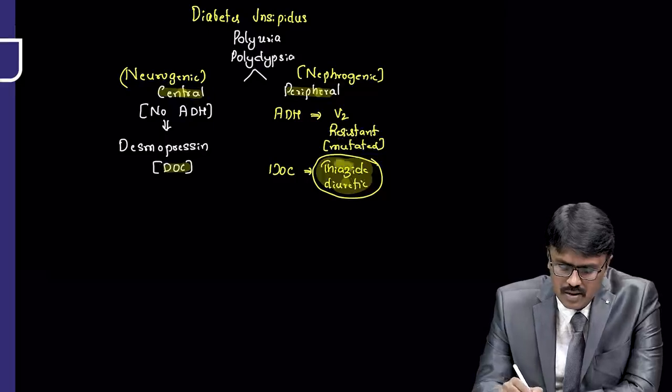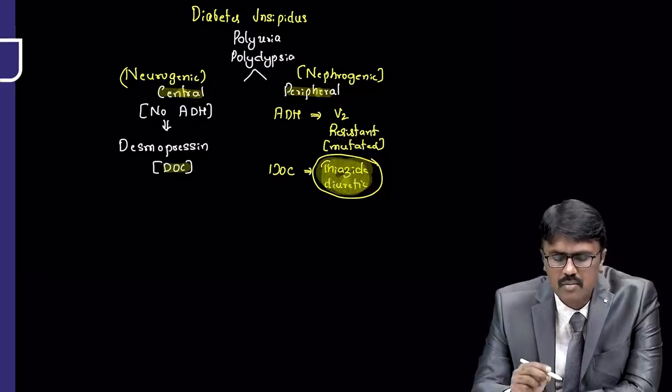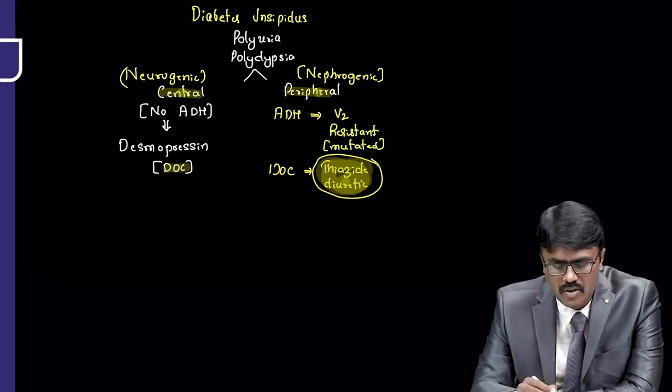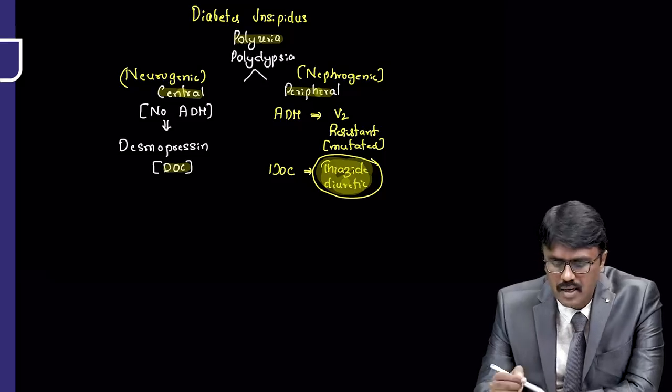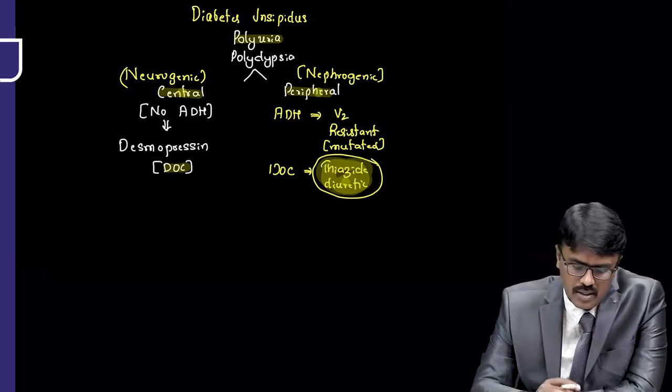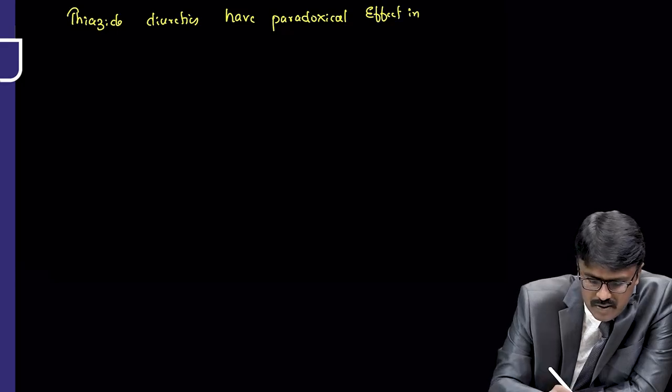The question is, sir, if thiazide is a diuretic, how come it will prevent diuresis? Because already there is polyuria, and you just told in the previous topic that thiazide is a diuretic. So there is a paradox for this. Thiazide diuretics have a paradoxical effect in diabetes insipidus.